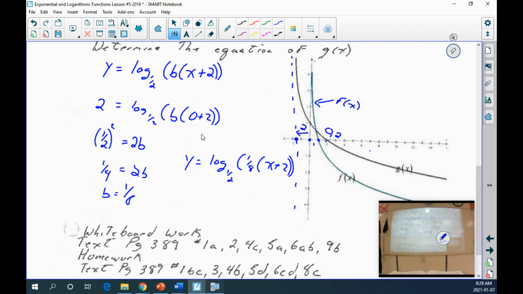I'm going to look at that and talk to you about it during class, because there's something I'm not seeing here. It should be a horizontal stretch by a factor of 4, but with my math, I get a horizontal stretch by 8. So I will take a look at that and talk to you in class.